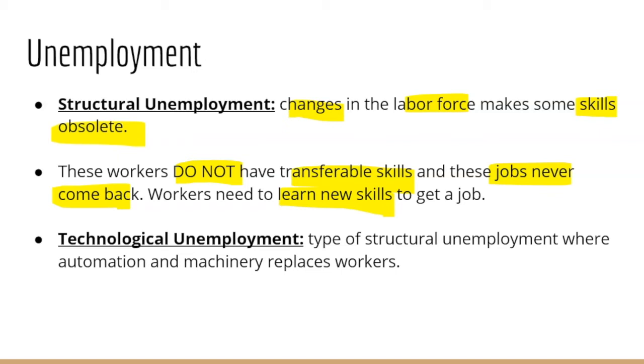And so because technology and society has progressed to the point where we don't really use DVDs anymore, if you are a DVD repair technician, you are considered to be structurally unemployed because that skill no longer is in need within society. The same can be true of milk delivery men in the 50s and 60s. And so a specific type of structural unemployment is technological unemployment, right? It's where automation and machinery just replaces the workers there. There are no need for factory jobs because machines can do the same job as humans.